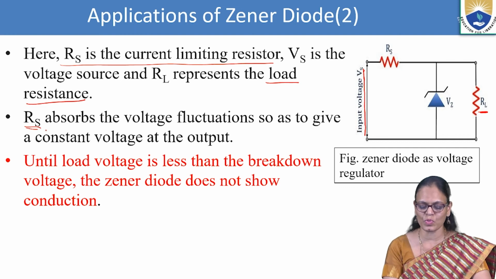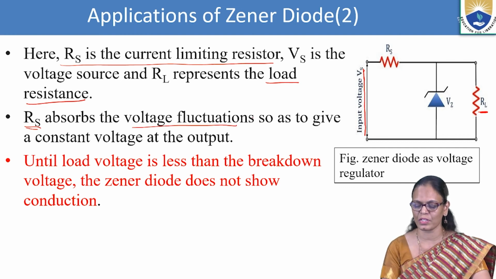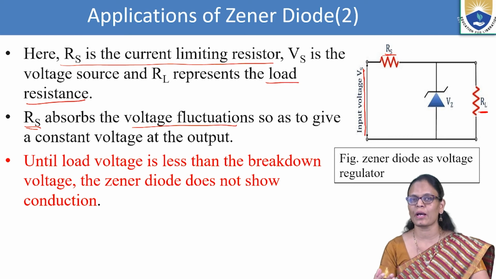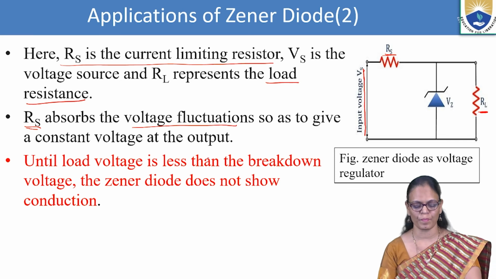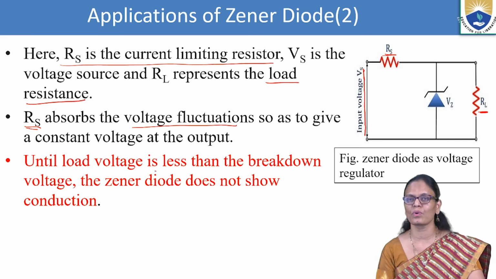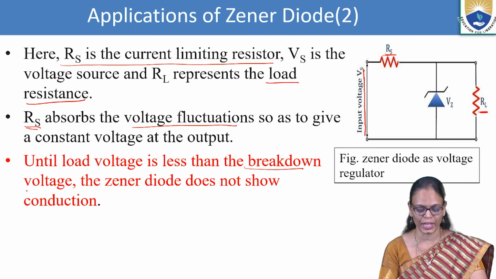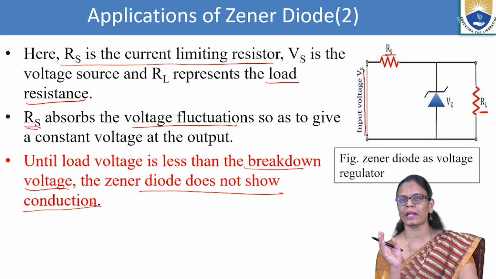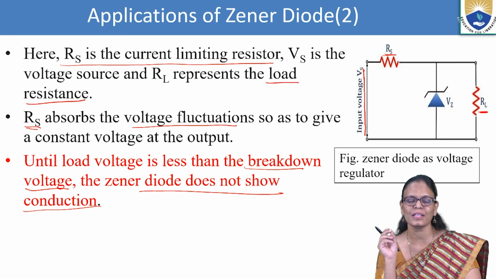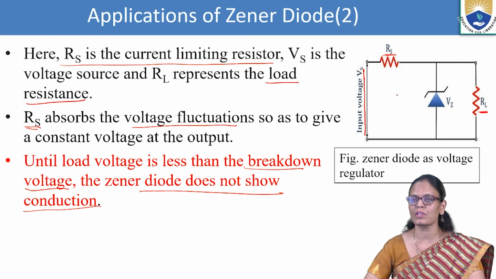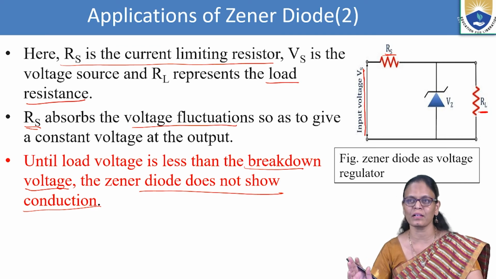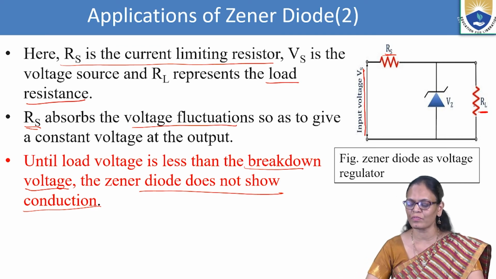Now RS absorbs the voltage fluctuations. This is limiting the current, we said. It will absorb the fluctuations so as to give a constant output voltage. Now, until the load voltage reaches the breakdown voltage, the Zener diode does not show any conduction. Means the barrier has not yet broken down. You keep on increasing the voltage, meaning the external supply is increased. So the diode is not conducting till there is a breakdown.